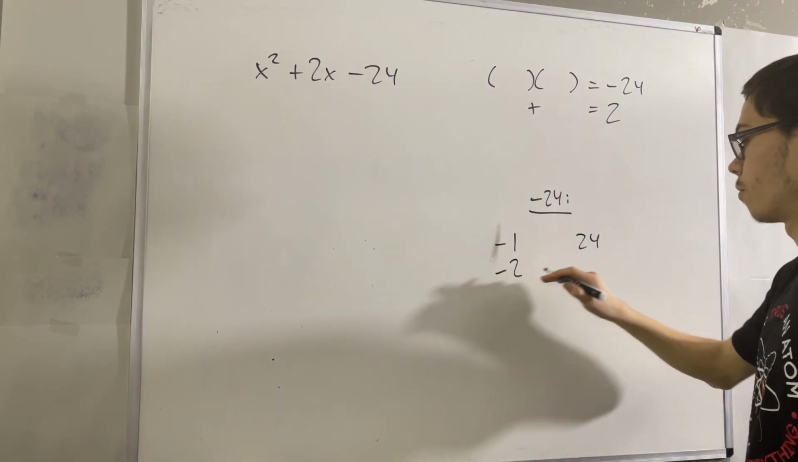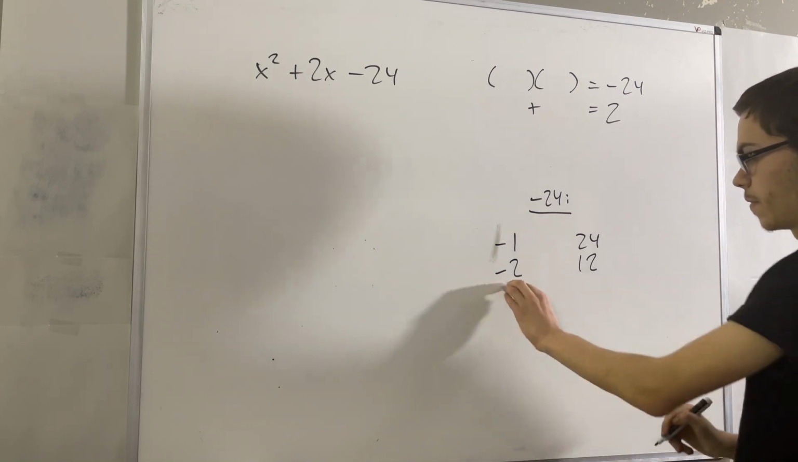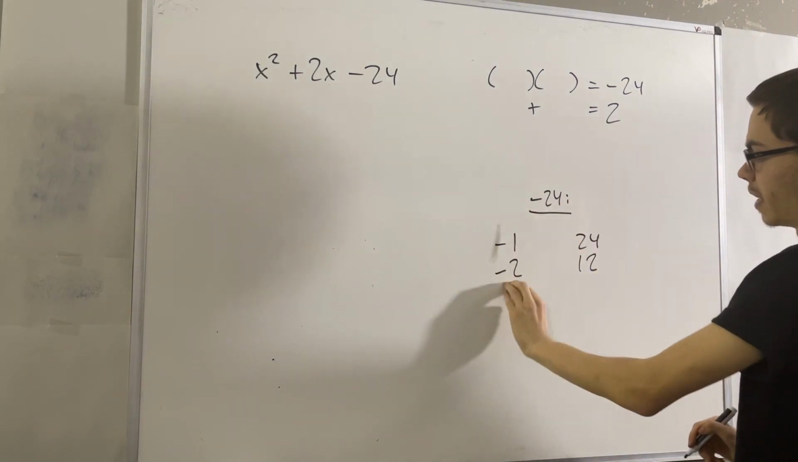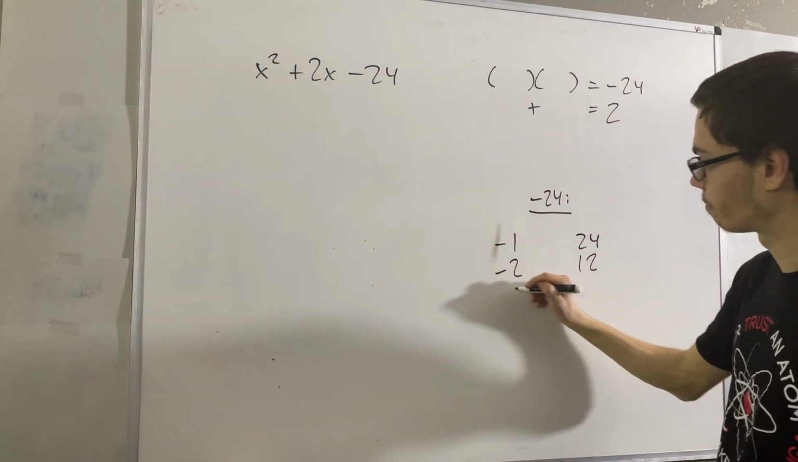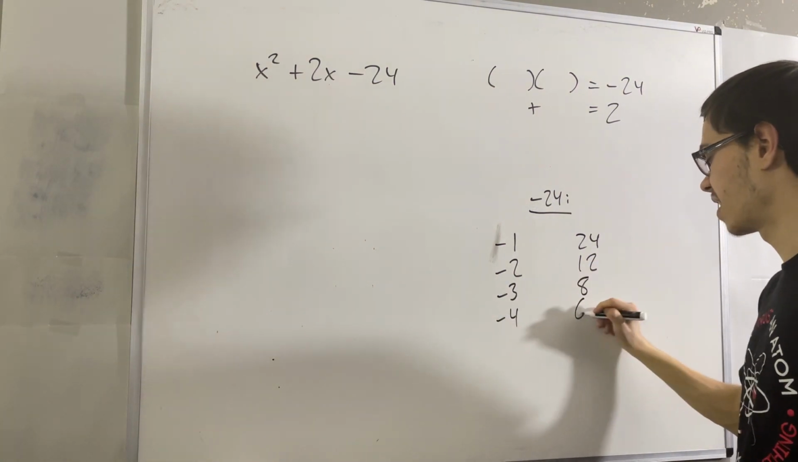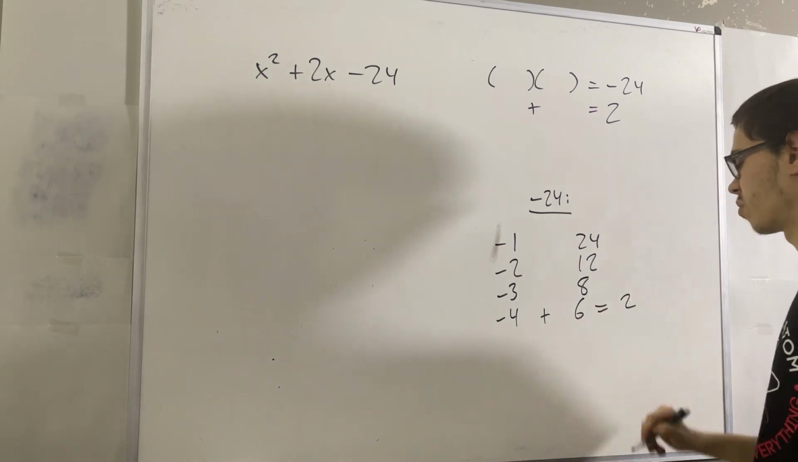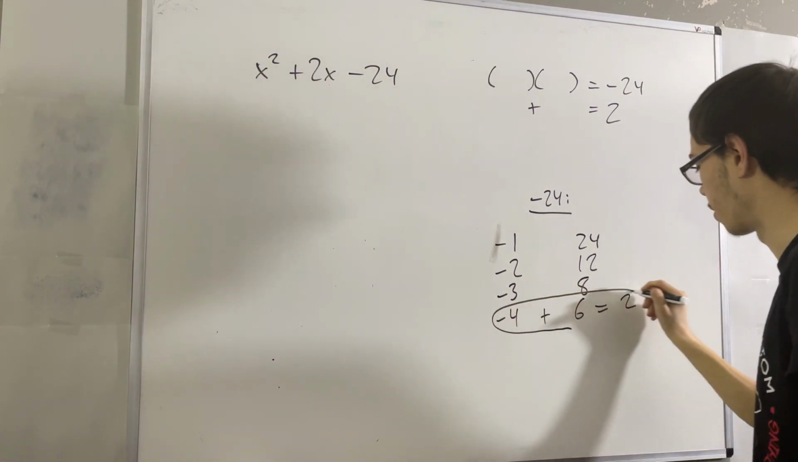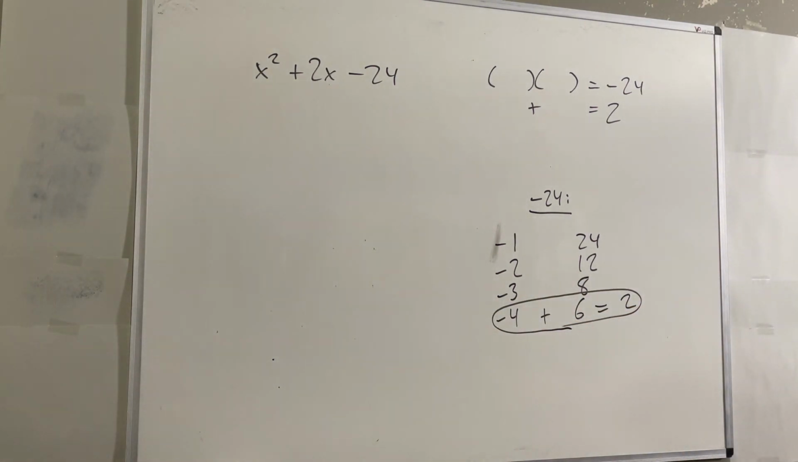Well, the number that would work with this would be 12, right? -2 times 12 is -24. But again, they don't add to make 2, so we have to keep going. -3 and 8 doesn't work. -4 and 6, well, yes, this does result in 2. So this was the pair that we were looking for. -4 plus 6 equals 2.